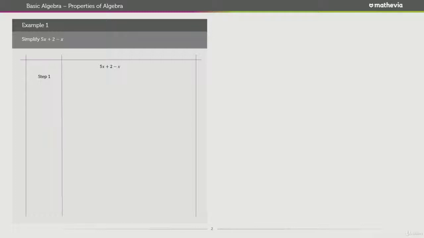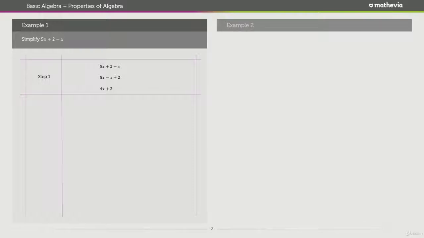Okay, so we have 5x plus 2 minus x. We can't add 2 to 5x, but we can definitely subtract x from 5x. So when you have an expression like this, what you do is you bring the like terms together. Anytime you're moving terms around, they usually go with the sign in front of them. So I'm going to move minus x over to the left, closer to 5x, and what I have is 5x minus x plus 2, and in the end I have 4x plus 2.